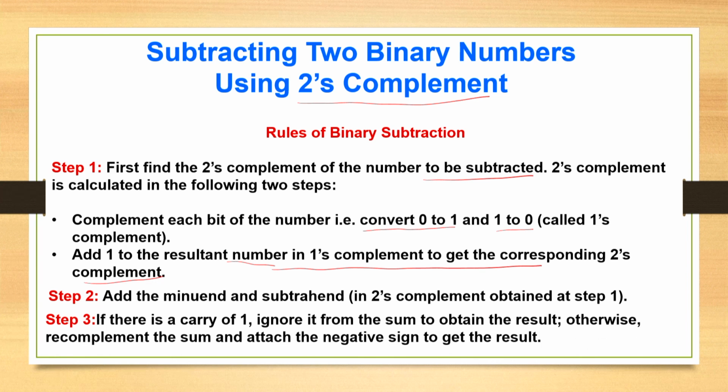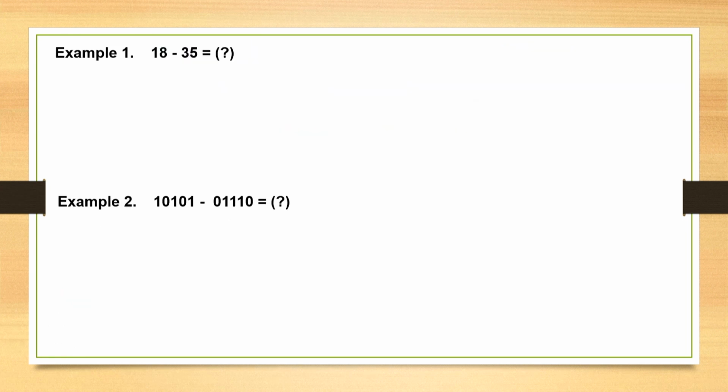Then in step 3, you have to check if there is a carry, then ignore it from the sum to obtain the result. Otherwise, recomplement the sum and attach the negative sign to get the result. So this is the method. For better understanding, let's take an example.